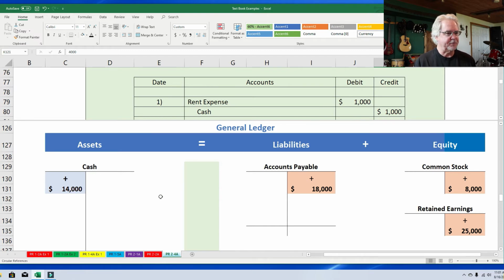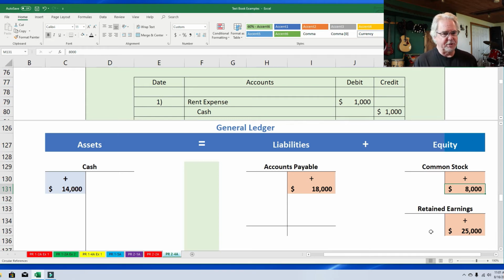Now, the general ledger, if somebody said, hey, how much cash do you have? Well, you could look there and 14,000. Hey, how much do you owe in accounts payable? There you go, 18,000. How much do you have in common stock? Boom, there you go, 8,000. So the general ledger can answer different kinds of questions. And also the general ledger is the heart and soul of the accounting system. And that probably doesn't make a lot of sense right now, but it will hopefully in the future.